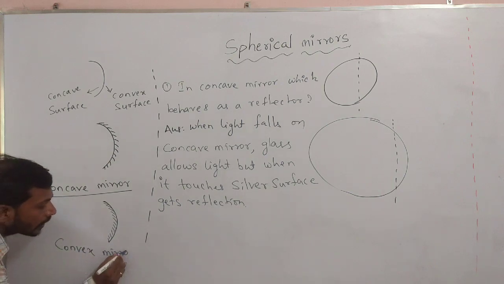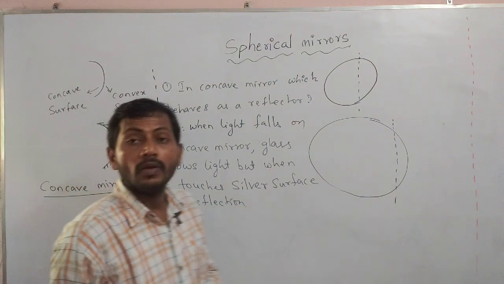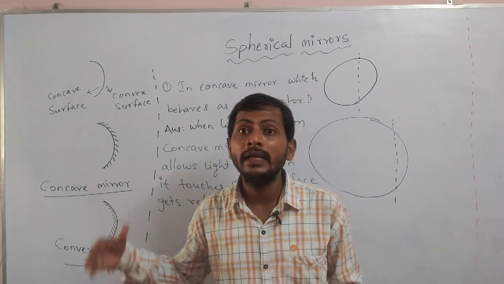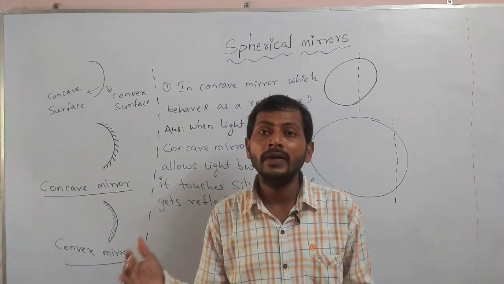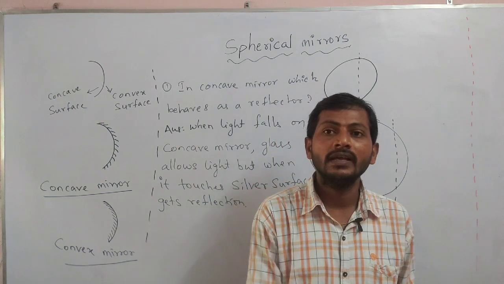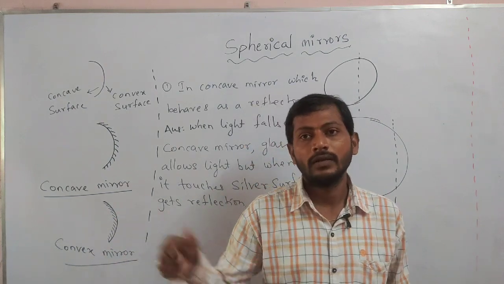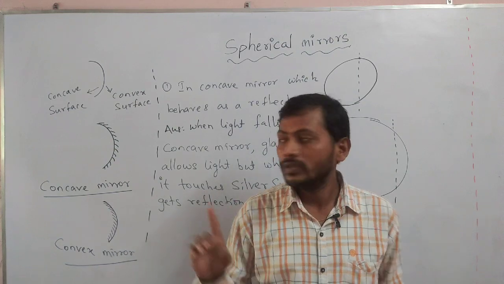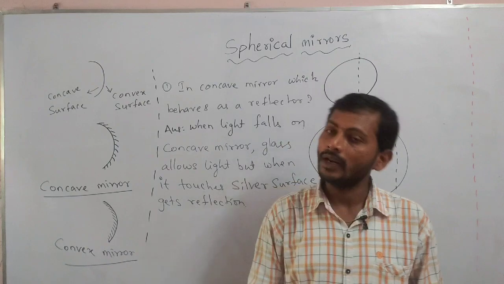Convex mirror. What is meant by the convex mirror? If the concave side is colored, then the convex side behaves as a reflecting surface, and it is called a convex mirror. Is it clear to you? So this is about the concave mirror and this is the convex mirror.